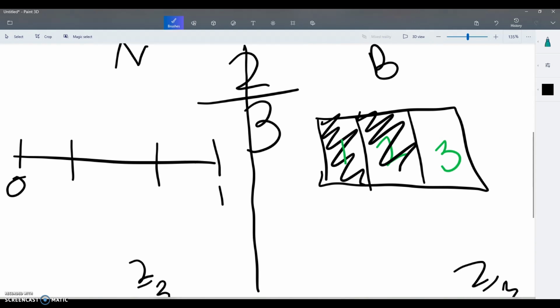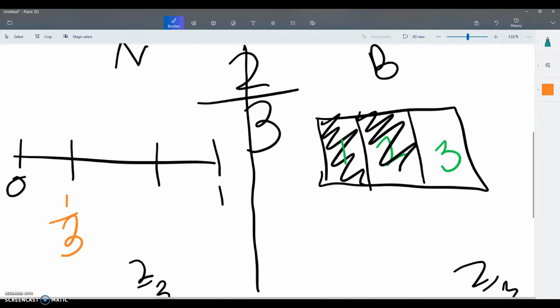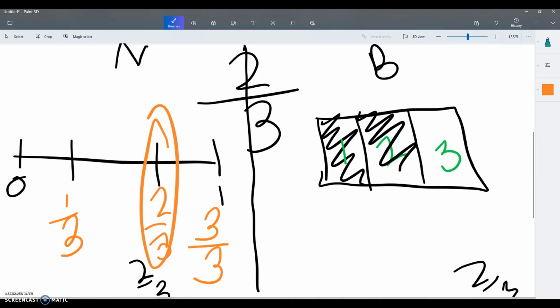And just to help you out, I like to do 1/3, 2/3, and then 3/3, and just circle it, I guess. But that's what helps you. You can do whatever you want for the part.